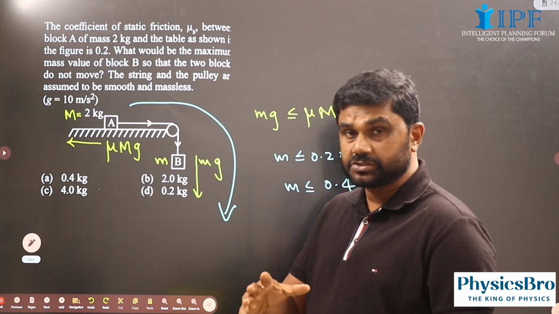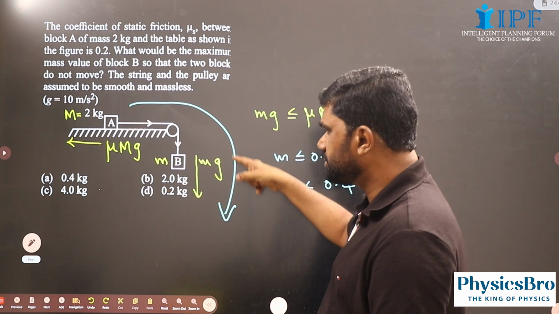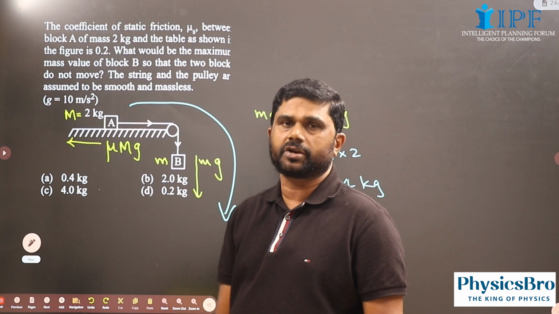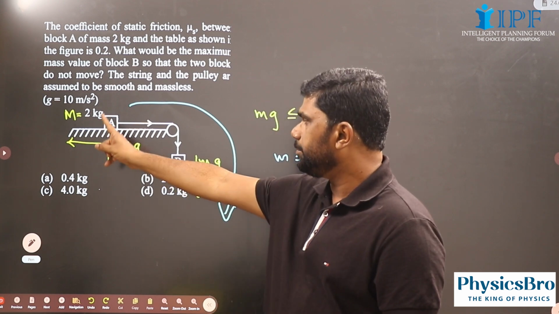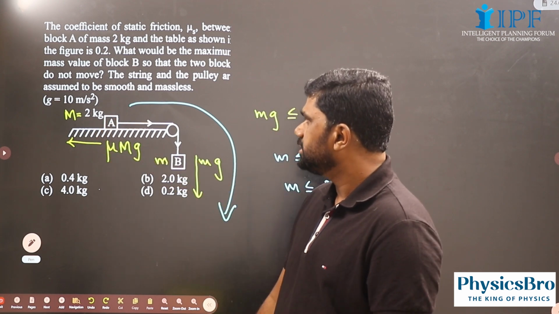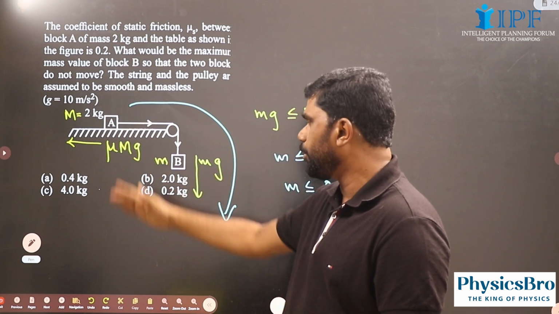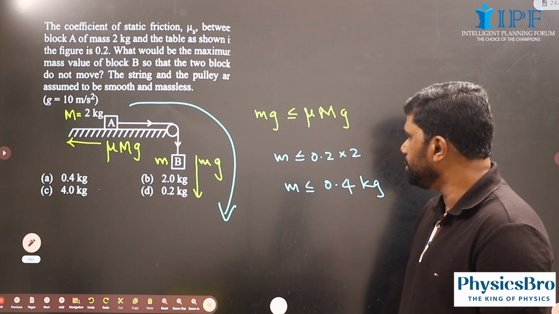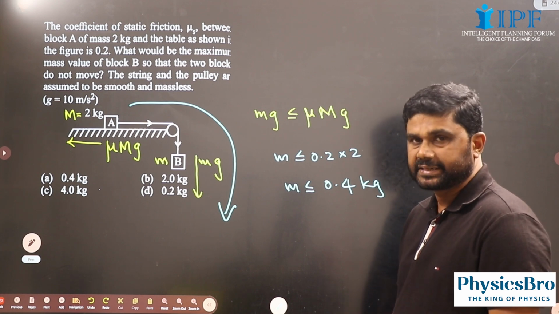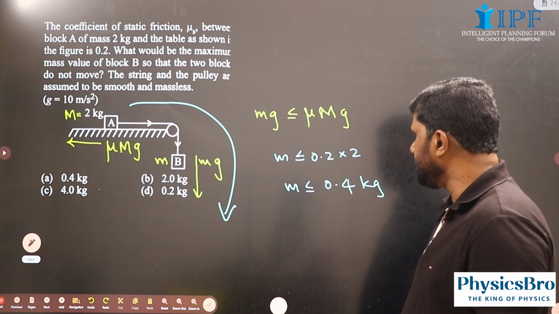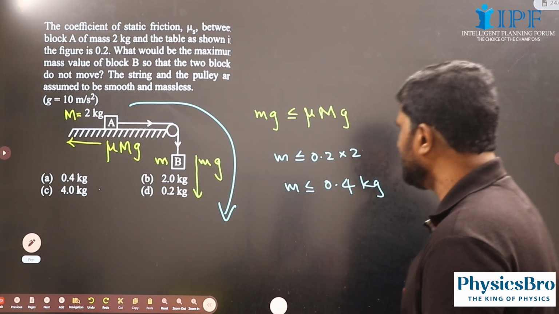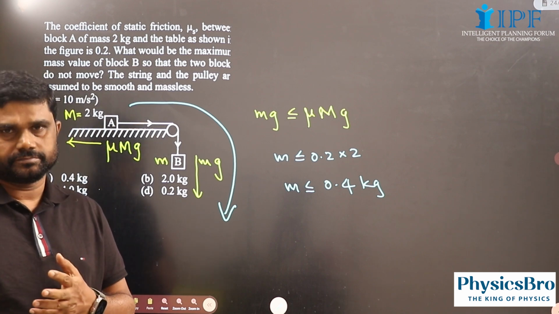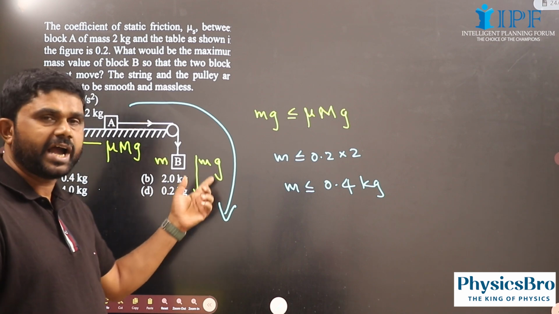So the force that favors the motion will be the weight of this hanging block, and the force that opposes the motion will be the friction over the horizontal surface. This friction will be mu into weight of this block. Mu is given as 0.2, mass is 2 kilogram, g is 10. So that is equal to mu Mg. Mu Mg is the maximum friction. mg is the weight of the hanging block.